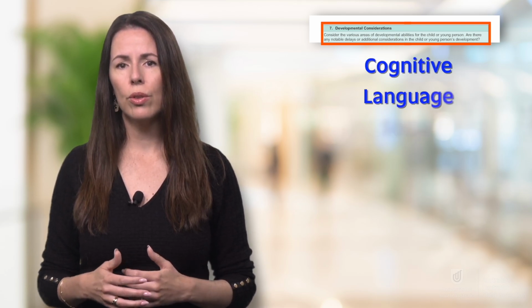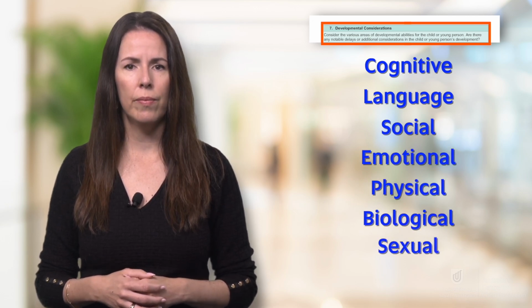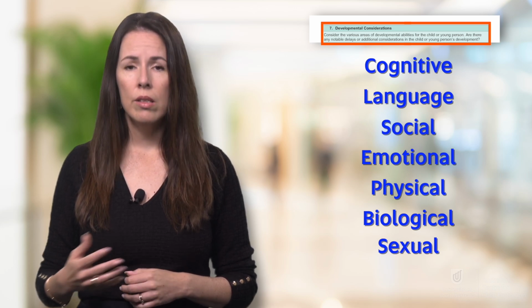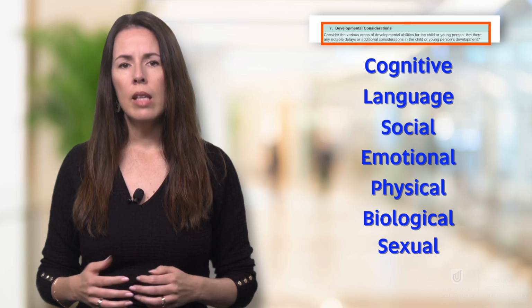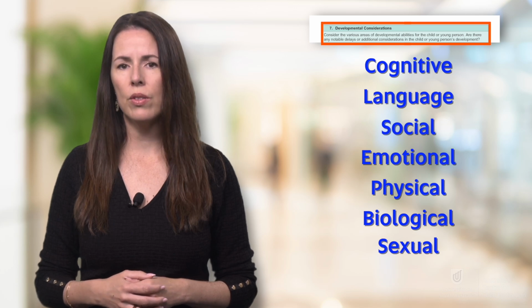In Section 7, we move on to consider the child's developmental abilities, including their cognitive, language, social and emotional, physical, biological and sexual development. Think about whether the child or young person has any developmental delays, developmental strengths or additional considerations for these areas. These factors might influence their behaviour and need to be carefully considered in responses to support wellbeing.